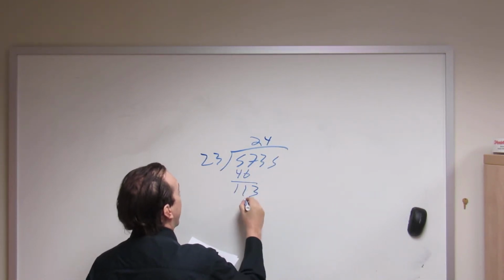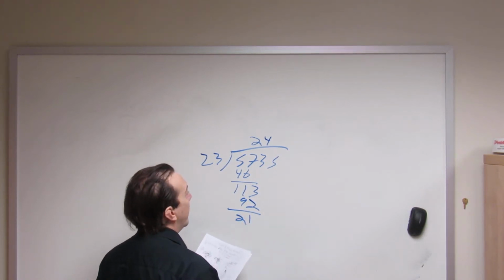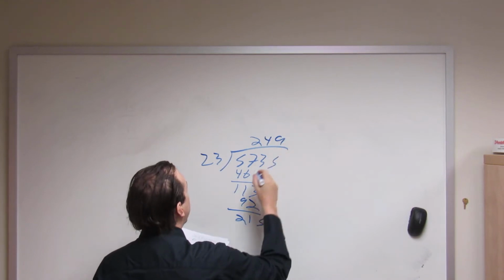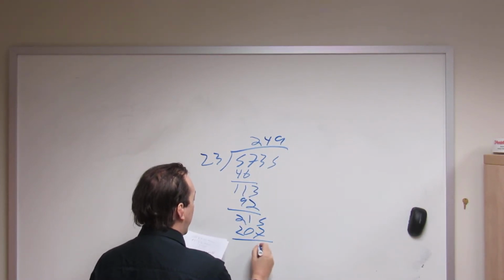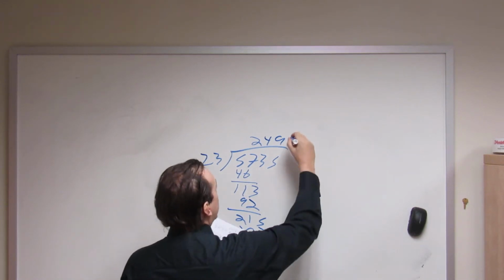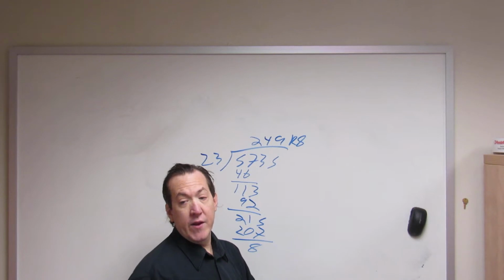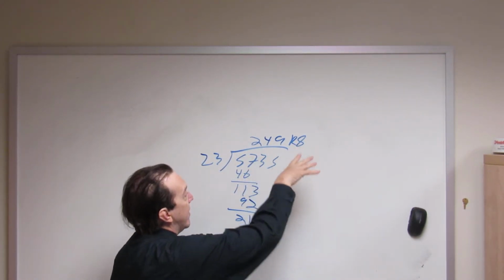That's 92. When we subtract, we get 21 remaining. Bring down the 5. It'll go 9 times. 207. We're left with 8. So the remainder is 8. And that's the way they want you to do that problem with the remainder.